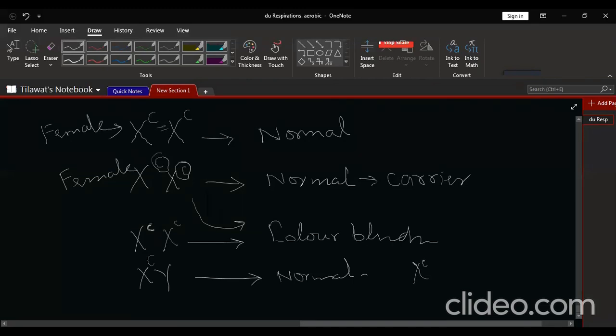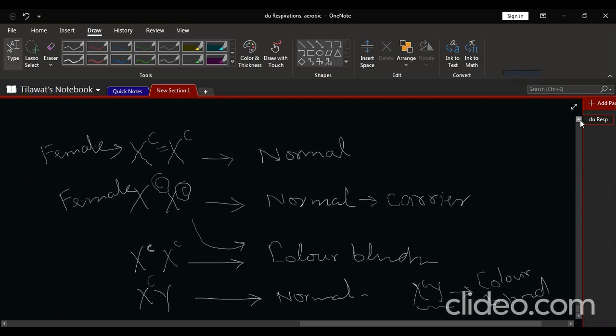Now suppose a male has X and small c, meaning the defective recessive gene, where the dominant gene has converted into a recessive one by mutation. So this person is color blind. This male is color blind. Up to here this is clear, right? If you want to take some hints, you can take.